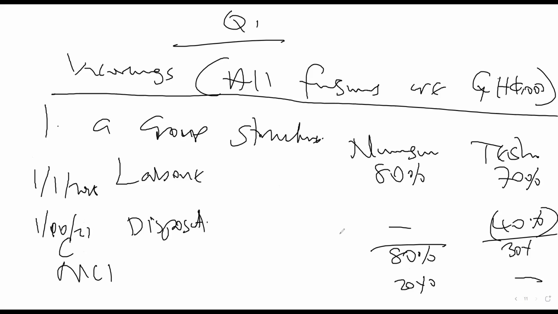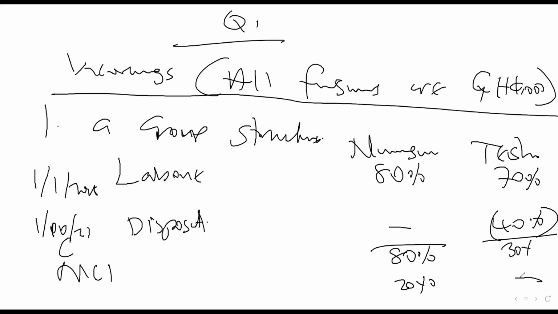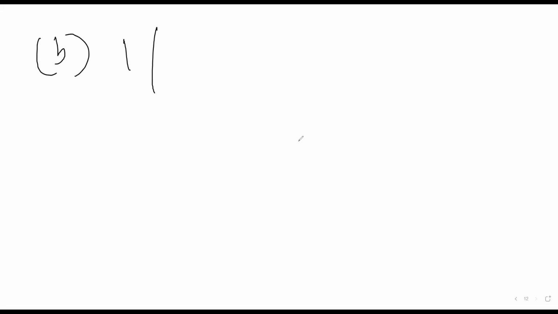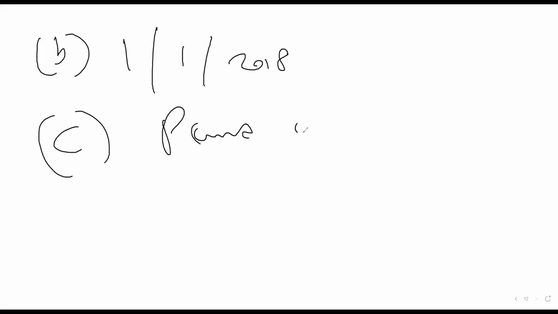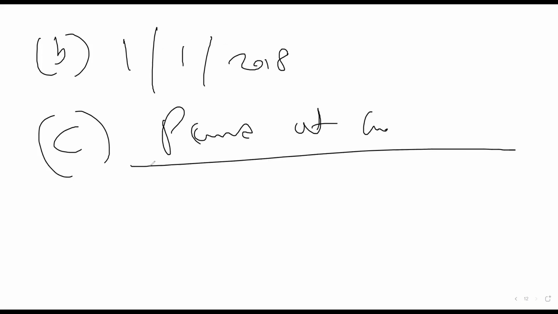Now, let's check something. Here, what is the effective date of acquisition? The effective date of acquisition will still be 1st of January 2018 for all of them. Number C, period of consolidation. Nungwa is a full year consolidation.